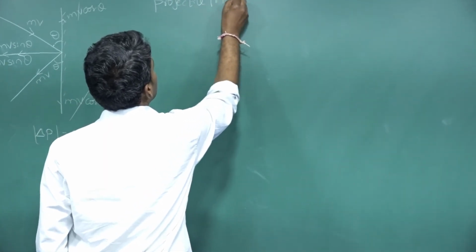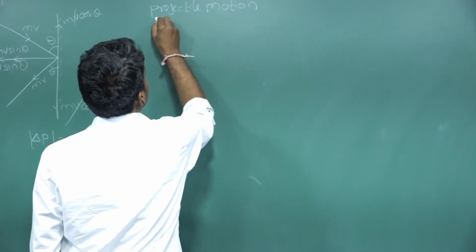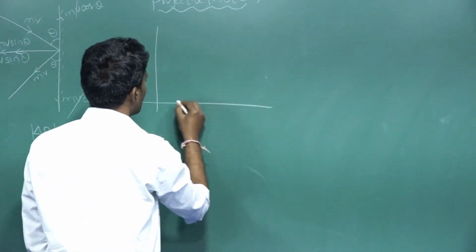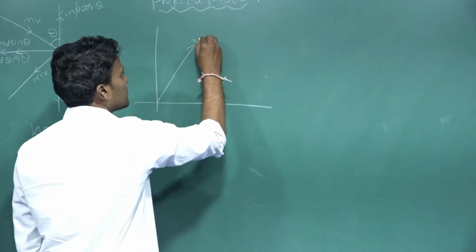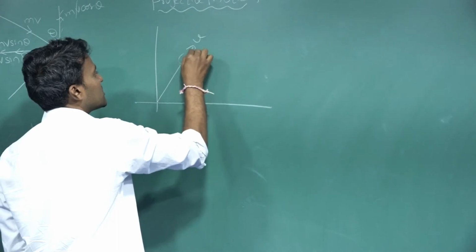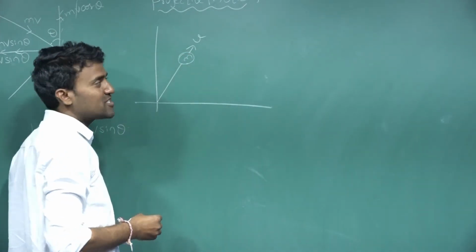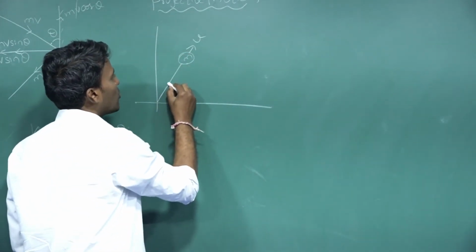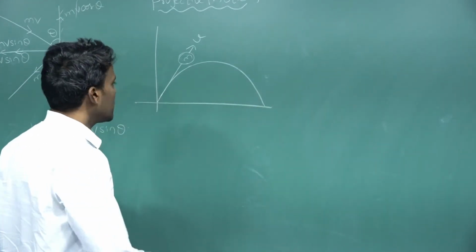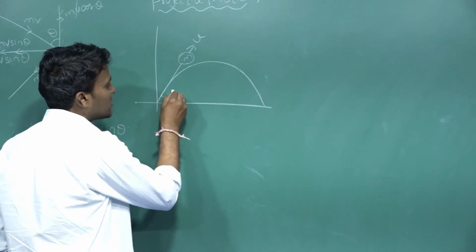In case of projectile motion, consider an object projected with initial velocity u. The mass of the object is m. The path of the projectile is a parabola, and it is making an angle theta with the horizontal.